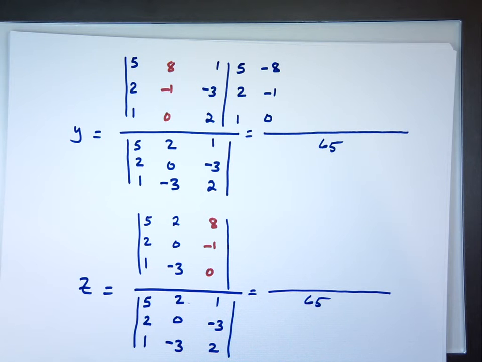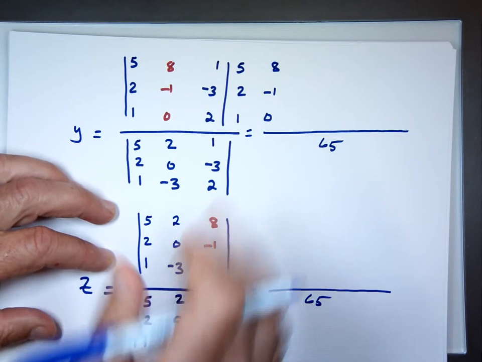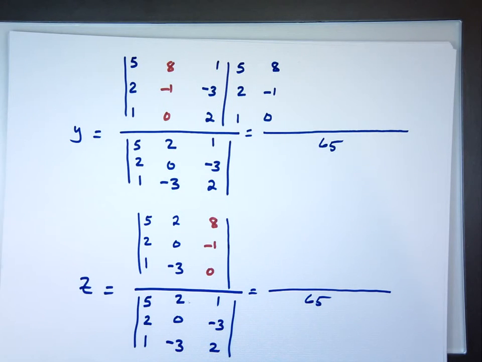What is it? No, it's not. Just your eyes are bad. There we go. 8, negative 1, and 0.